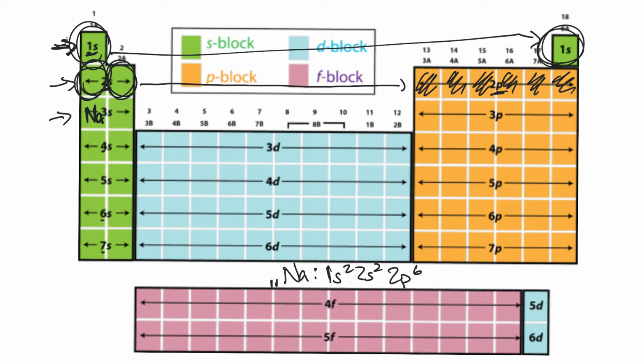Now I'm gonna move on to my third row. So I have 3s. All right, remember we're only going to sodium, and sodium is in that first box. So it's 3s1, just like we said before. So it's 1s2, 2s2, 2p6, 3s1. This is the electron configuration of sodium. All right, let's do another one.